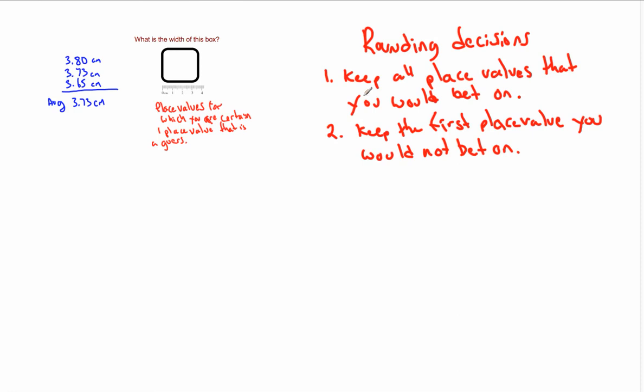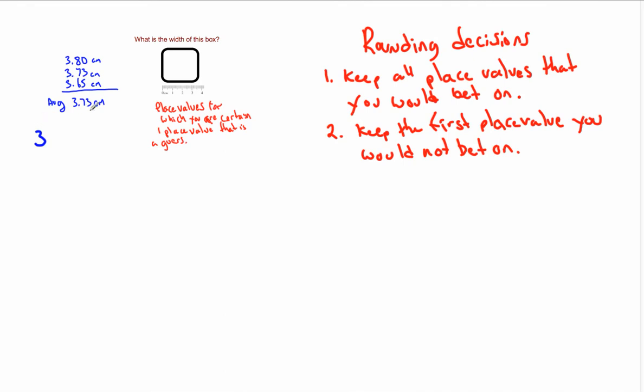All right, so let's apply rounding decisions to this measurement here. We're going to ask ourselves, taking a look at the average here, would we place a bet that the ones place, if we made this measurement again, would be a 3? I look up at the measurements that I have made, and I notice that every time they were a 3. So I'm very confident in that. I'm going to place a bet that the next time we measure it, the ones place would be a 3.